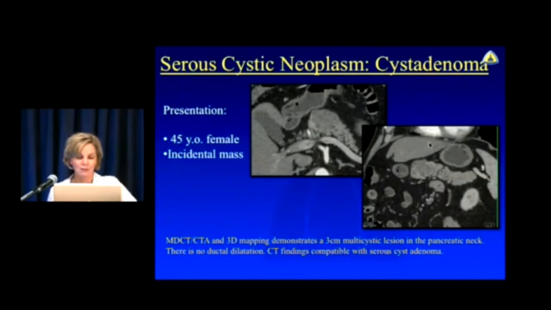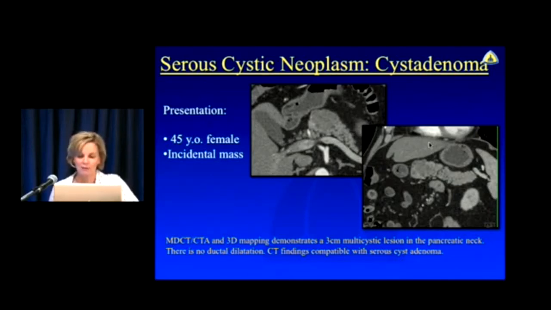This one I could see is maybe a little tougher, right? It's an incidental mass, so what other differential do we need to look at? Okay, there's no pancreatic duct obstruction, right? So it's unlikely going to be an adenocarcinoma. So now you're in, is this a mucinous cystic neoplasm, an IPMN, or a serous cystadenoma?